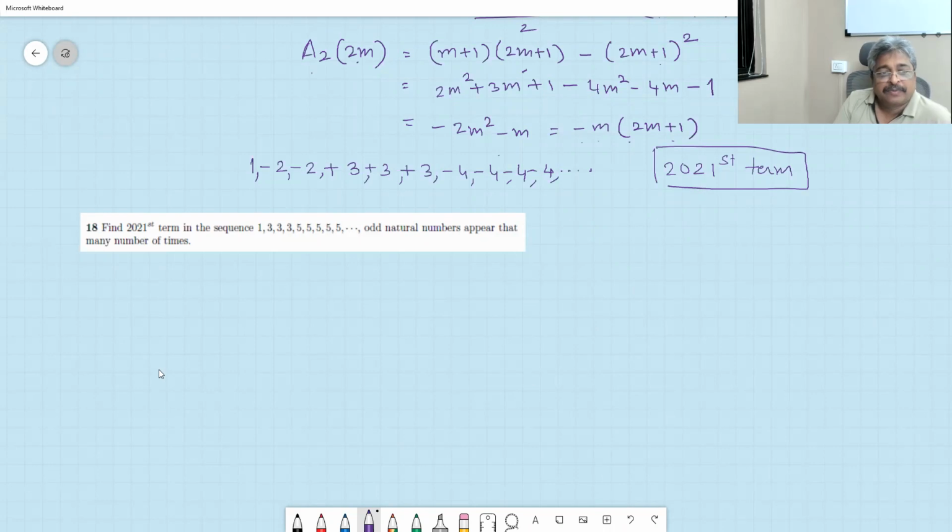Okay, last question. Find the 2021st term in the sequence 1, 3, 3, 3, 5, 5, 5, 5. Odd natural numbers appear that many number of times.